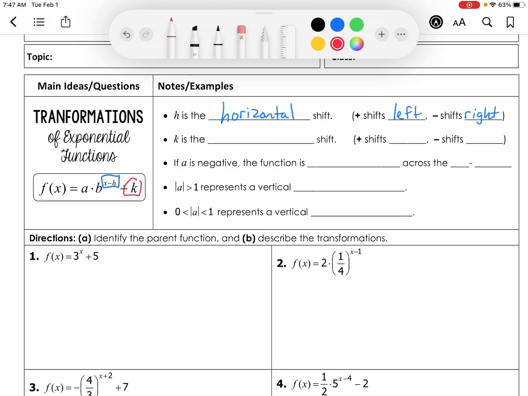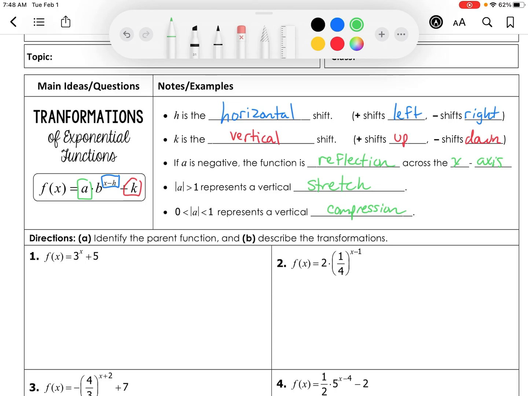Next, the k value is the vertical shift, up and down. Plus goes up, minus goes down. The a value has a couple things that it does. If it's negative, the function is going to be a reflection across the x-axis. If the absolute value of it is bigger than 1, it's going to be a vertical stretch. And if it's between 0 and 1, like 1/2, it's going to be a vertical compression. And that's going to change the steepness of the graph.